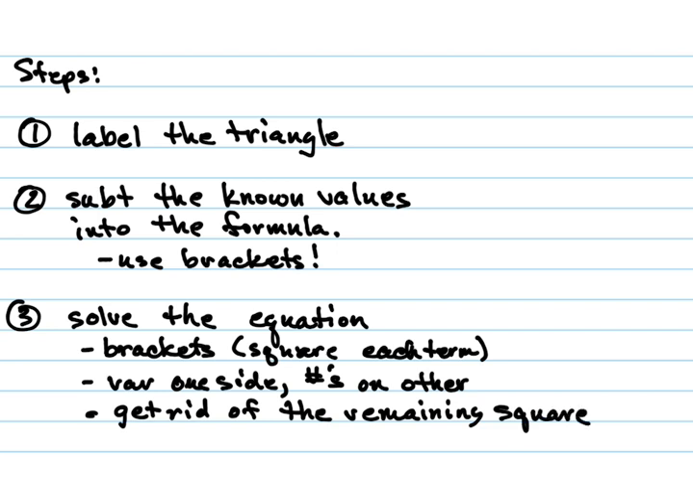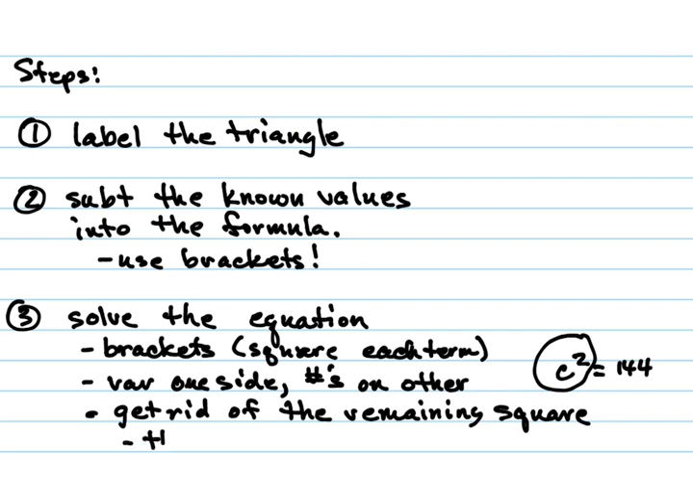Because what's going to happen when you do that is you're going to end up with something like c squared equals 144 or something, right? So we still have to get rid of that square. That's something we haven't done in any of the equations that we've looked at so far in this course. But to unsquare something, you simply take the square root of it, right?